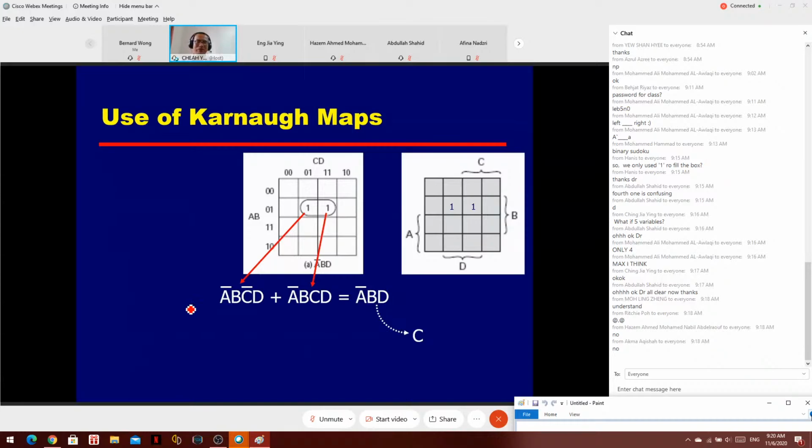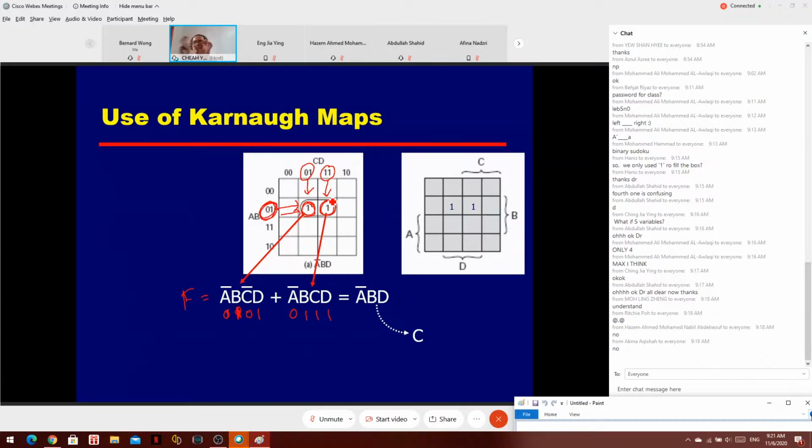Let's look at this simple example. If your function is f equals not A, B, not C, D, which is this term, it means 0, 1, 0, 1. So it is this term. Then the next term here is 0, 1, 1, 1. So it is 0, 1 again, and then 1, 1. So it is this term. So these two terms are not A, B, not C, D, or not A, B, C, D.